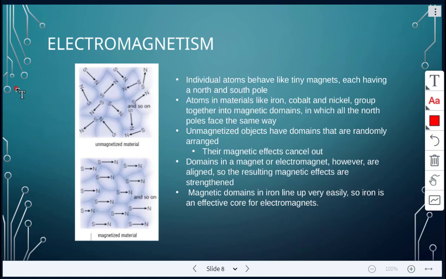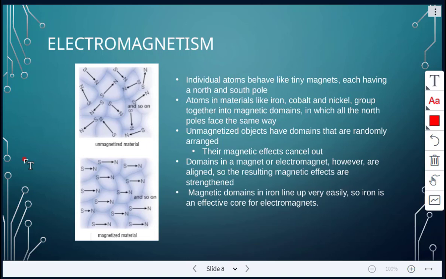Unmagnetized objects have domains that are randomly arranged, kind of like this. So this here is an unmagnetized material. This here is a magnetized material. We can see the alignment, south and north, south and north, for all of them, and so on. Therefore, that magnetic effect is strengthened.